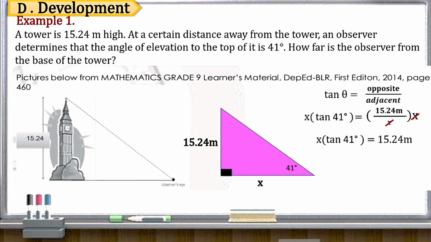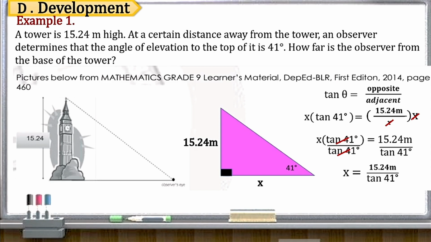And dito, para ma-isolate natin class yung x sa right side, gagamitan naman natin ng division property of equality. So, i-divide natin class yung both sides by tangent 41 degree. Then, ika-cancel naman natin dito yung tangent 41 degree. Actually, class, hindi naman talaga siya cancel. Ang nangyari lang kasi, tangent 41 degree divided by tangent 41 degree is equal to 1. And 1 times x is equal to x. Kaya po, ang matitira dito, class, is x is equal to 15.24 meters over tangent 41 degree.